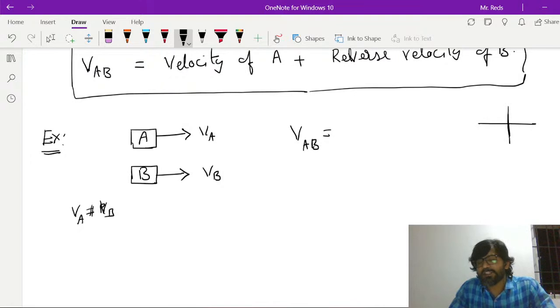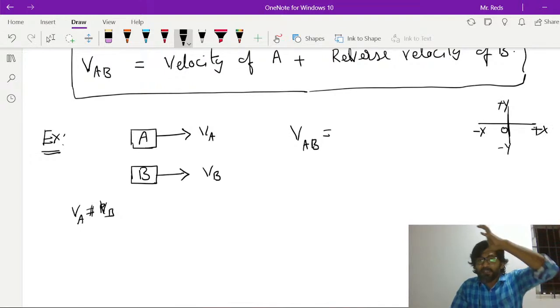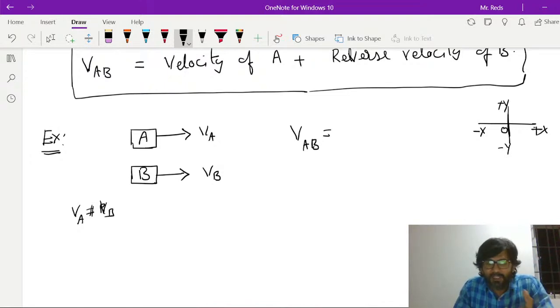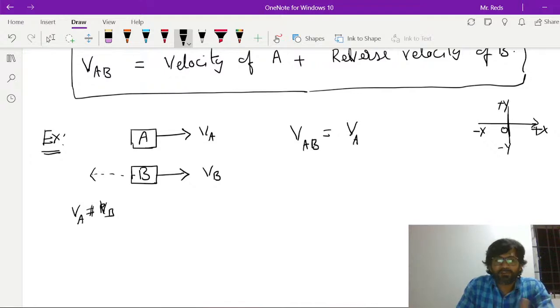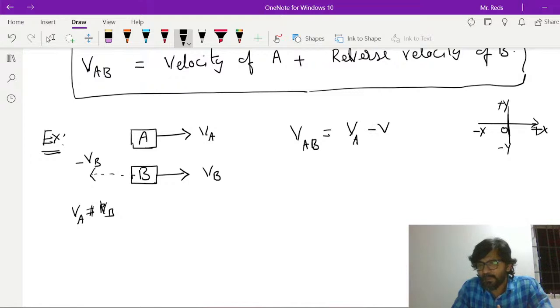If this is a Cartesian coordinate system, the horizontal line is the x-axis and the vertical line is the y-axis. With this as the origin, this is positive x, this is negative x, this is positive y, and this is negative y. When you say VAB, as A is moving towards right, we consider it along the positive x direction, so the velocity of A is positive VA. The reverse velocity will be in the negative x direction, so plus reverse velocity of B will be minus VB. We can directly write minus VB.